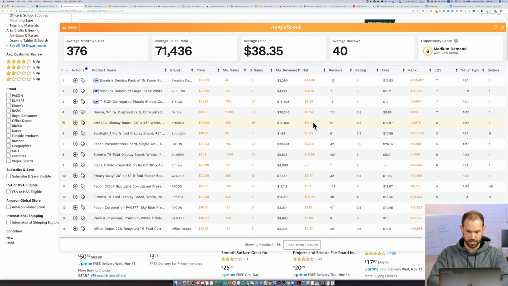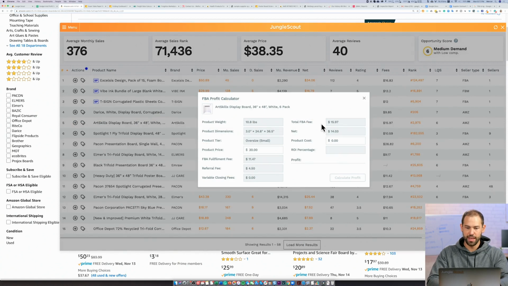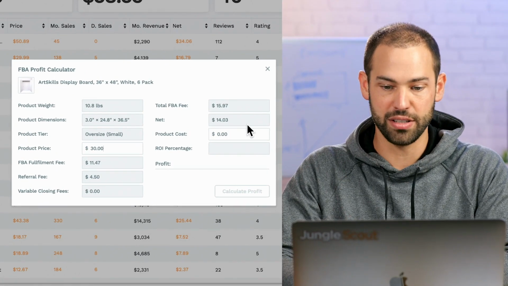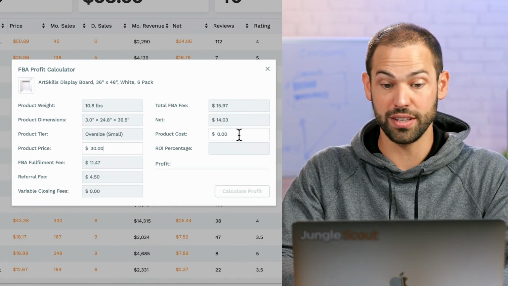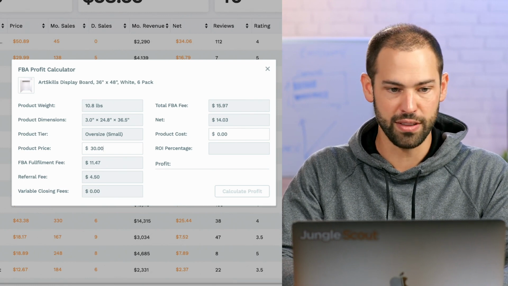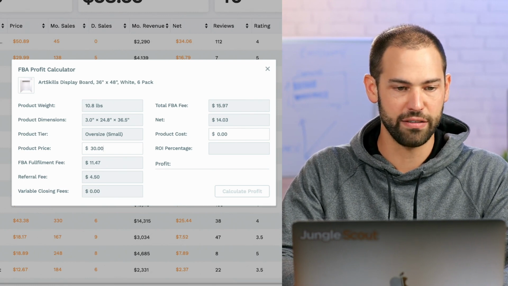So I'm going to go to the 6-pack. I'm going to click on the net. And as you see, since this product is quite large, it's an oversized product that even with the $30 product price, the Amazon fees are going to be quite high, $15.97, which is only going to leave us $14 net. That being said, I'm guessing that these are going to be relatively inexpensive. So I think the rough numbers will at least work out fine here.